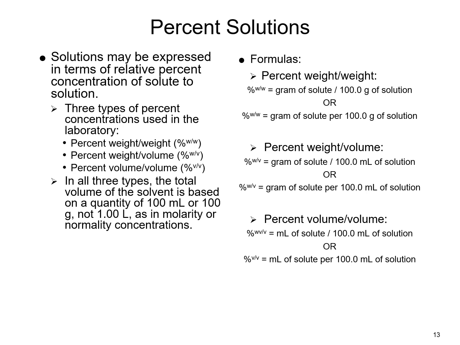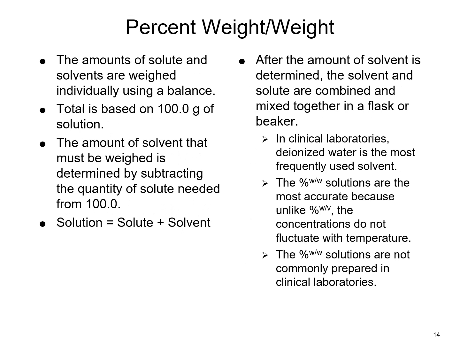We're going to talk about each of these individually, but do know that each of them has their own separate equation. In a percent weight per weight solution, this type of solution means that the amounts of the solute and solvents are weighed individually using a balance. It's important to note that the total is based on 100 grams of solution. The amount of solvent that must be weighed is determined by subtracting the quantity of the solute needed from that 100 grams of solution. So a solution consists of a solute and a solvent.